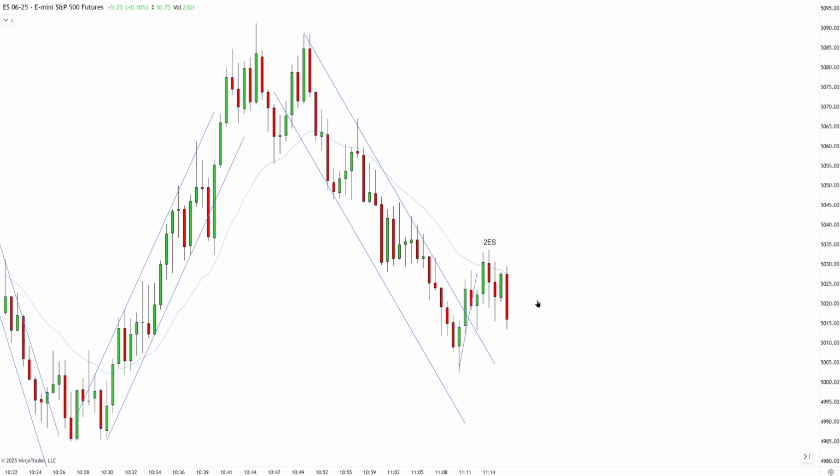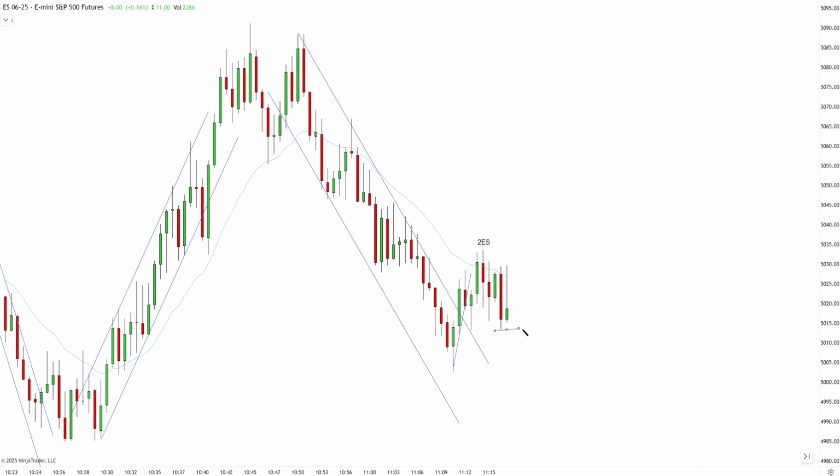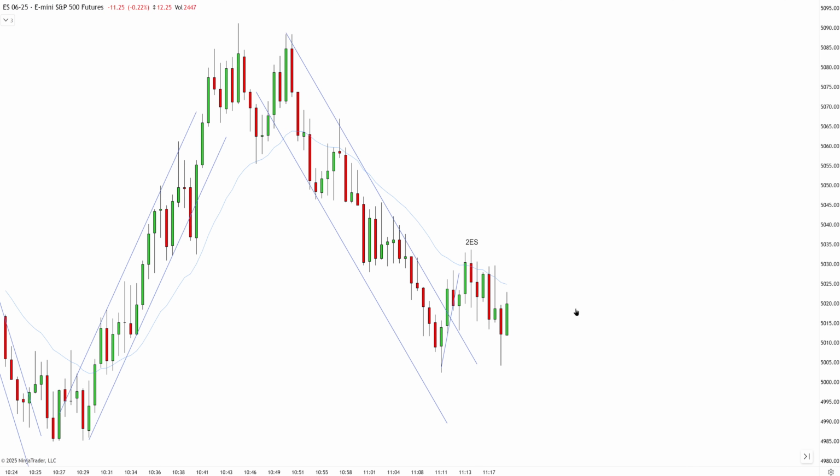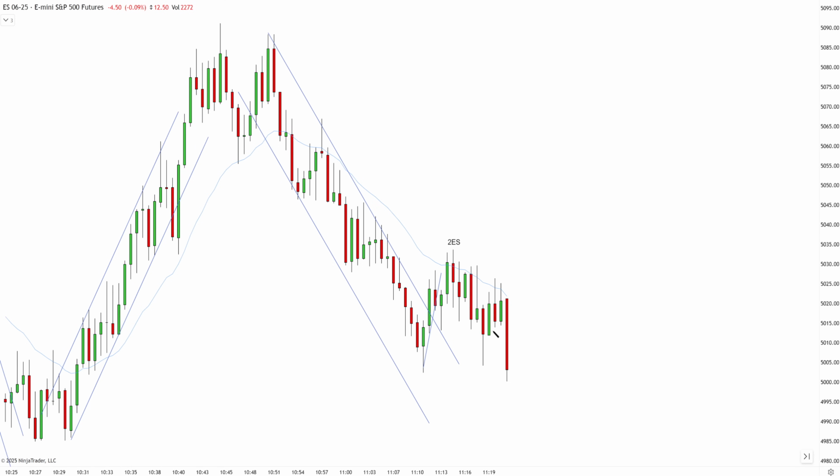Can I get a lower high confirmation setup? I have, but there is no trigger. There is no break below this bar, so I can't go short because the lower high didn't trigger. And the failed second entry long didn't trigger as well.